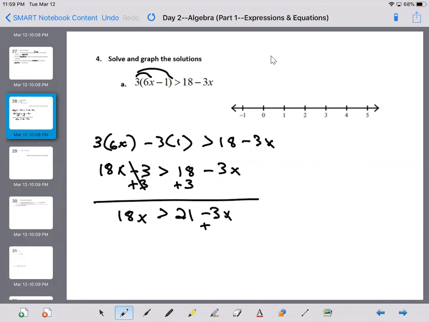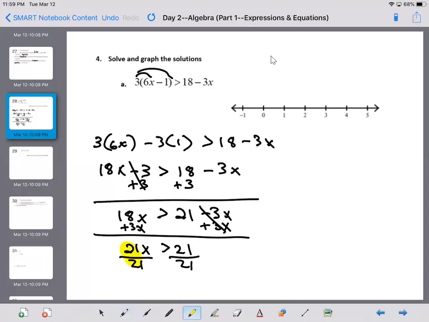And now I want to add 3x to both sides. So that goes to 0. So 18x and 3x is 21x. 21x is greater than 21. So if I divide by 21, notice I divided by positive 21, so I don't have to reverse the symbol. It's going to be x is greater than 1. So I want to come over here to 1, and I want to put an open value here because I want everything greater than 1, but not equal to. And that comes from looking at your inequality sign in the beginning. And notice that was greater than and not greater than or equal to.